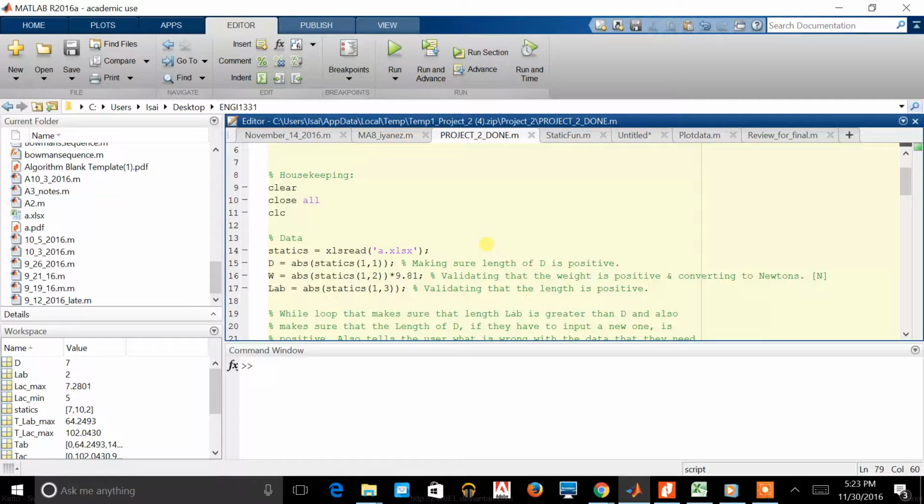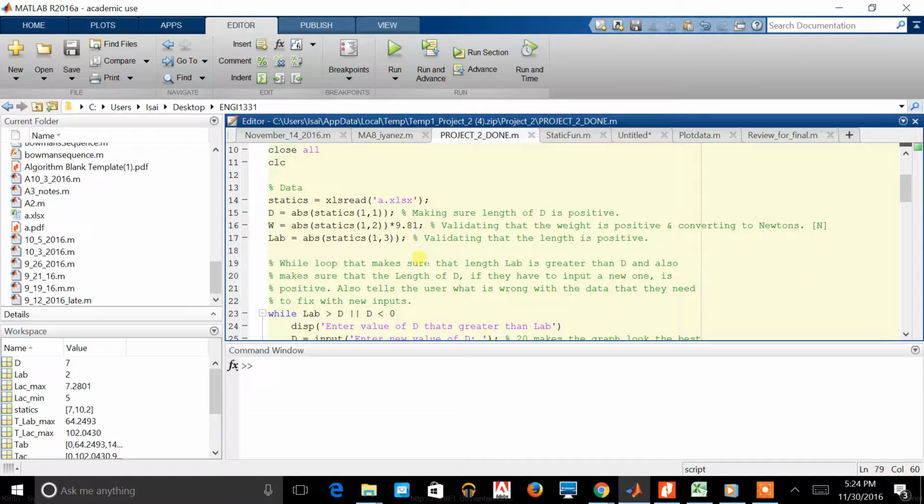So I'm going to be showing you guys how we solved each of these questions using MATLAB. So we start off here with the data, where we have statics, D, W, and LAB. Now for D, we have to make sure that the length of D is positive. And also in task 2, it tells us that D should always be greater than LAB.